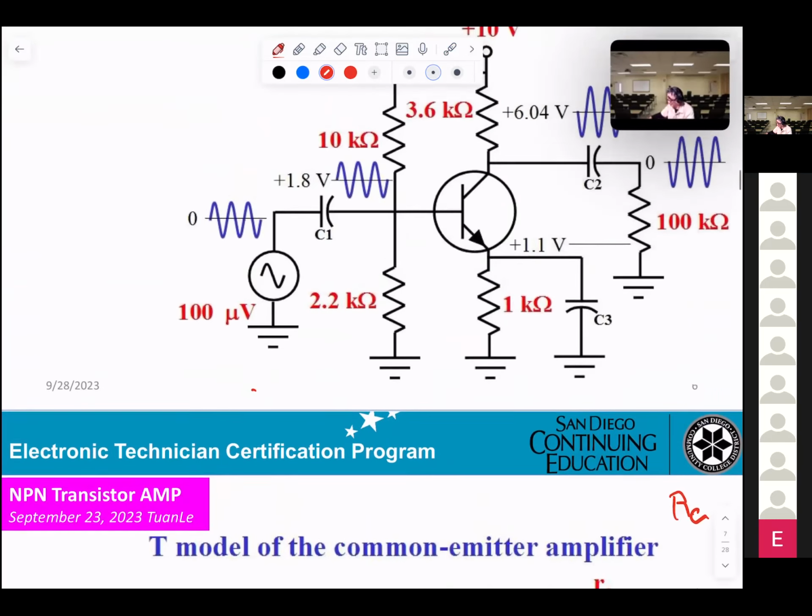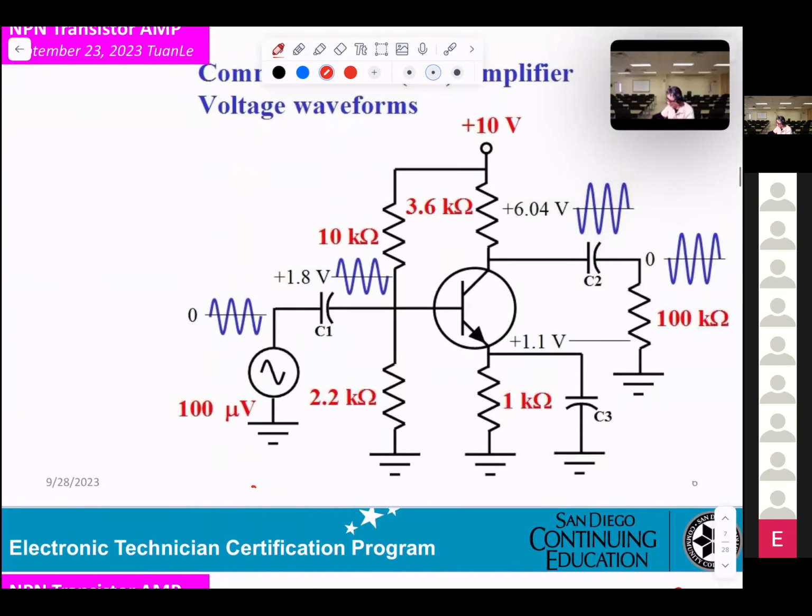Now, I try to make sure you understand. When you go to the AC model, what is the 10 volt connected to? If you're converting this circuitry to AC, my question is, this is a 10 volt, where do you connect it to?